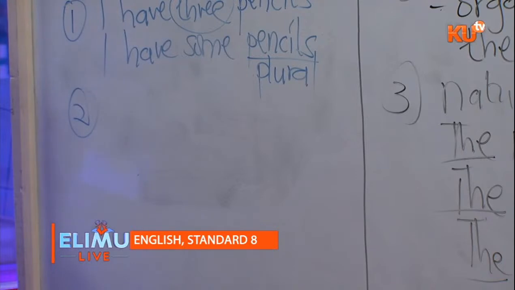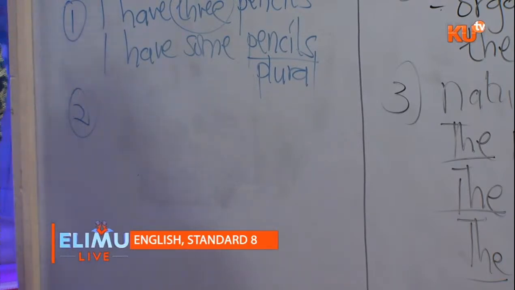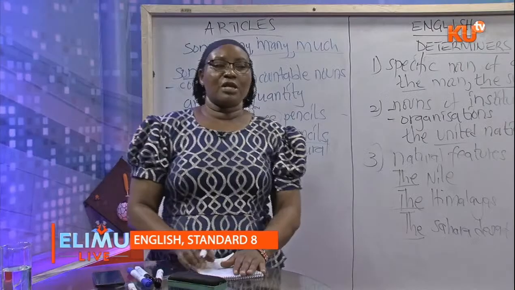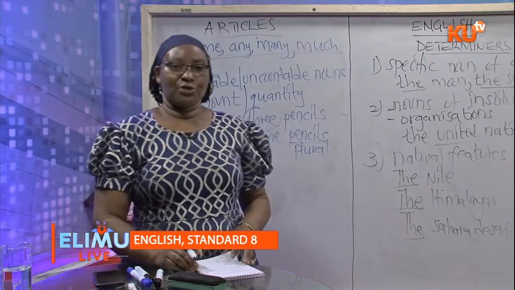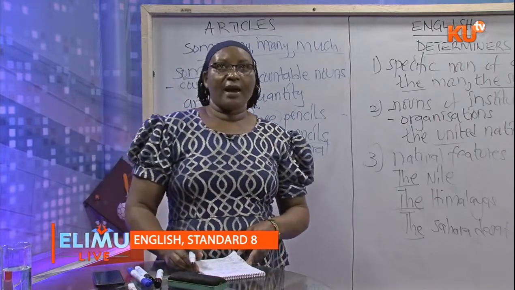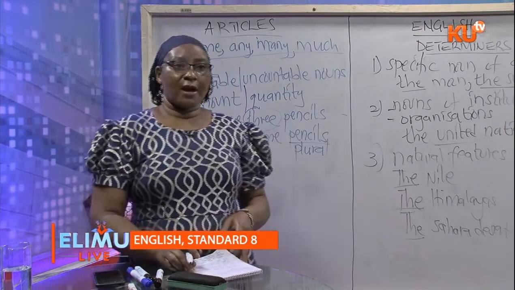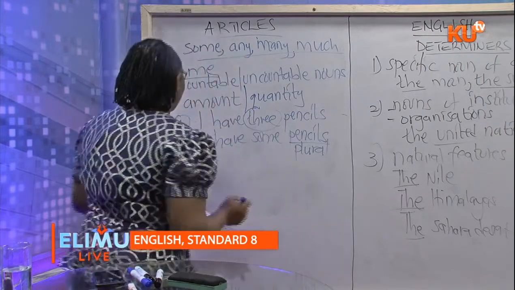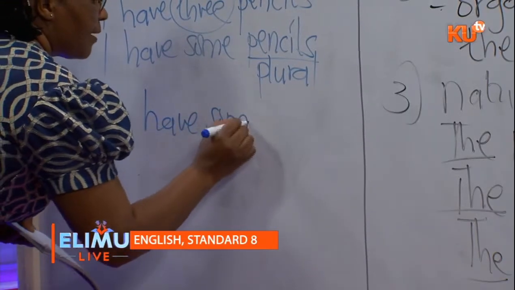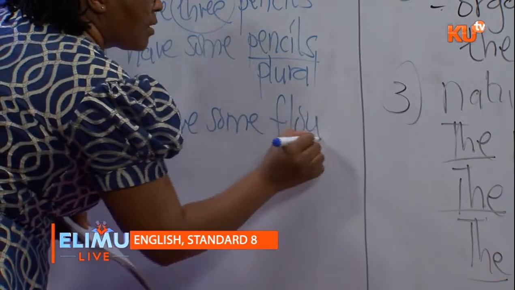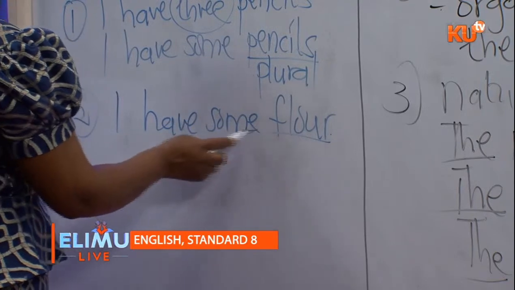Use of the word some with uncountable nouns: we have items that we don't count, we can't count them, like liquids. We don't count water, we don't count tea, we don't count milk. So we say I have some milk in the glass, I have some flour. So you find that you can't count the flour, so that's why you are using some.